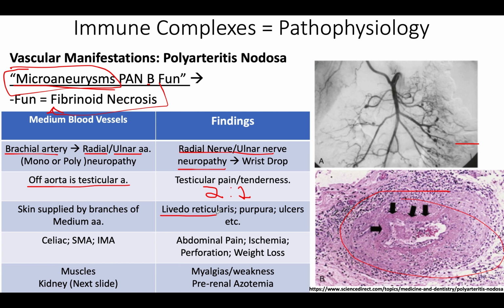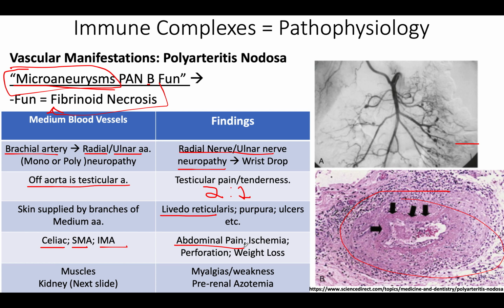Okay, now here's where it becomes really fun and intuitive, I think, and that is with, we're going back to GI renal again, the celiac, the SMA, and the IMA, right? Those are all coming off the aorta. They are medium-sized blood vessels, right? So think about it. If you do not supply the celiac, the SMA, the IMA, if you're clogging those up with the fibrinoid necrosis, right, you're not getting blood supply to the abdominal area and, more importantly, the intestines and the digestive tract, correct? So intuitively, you would have abdominal pain.